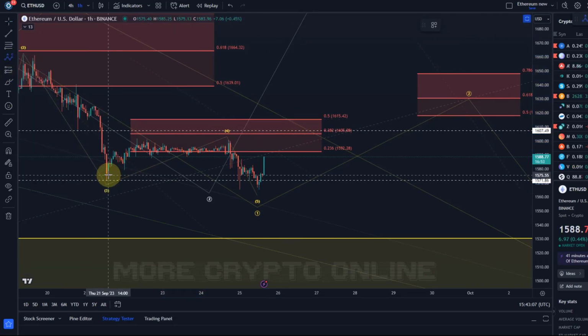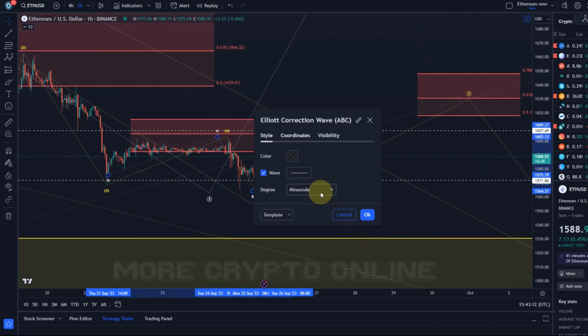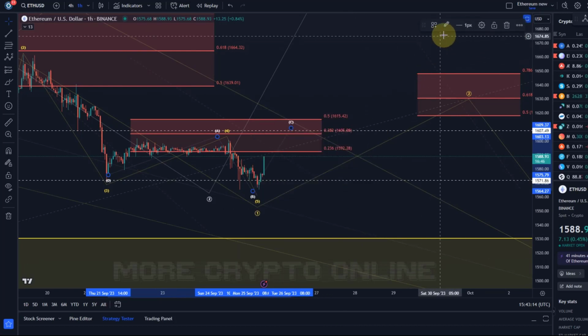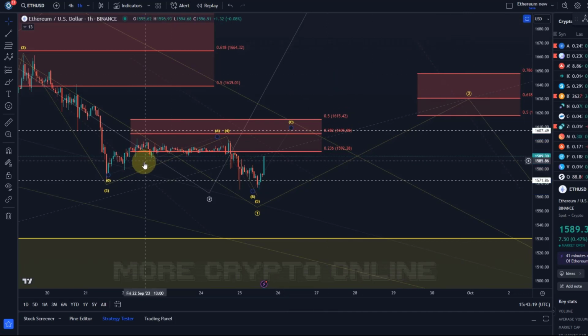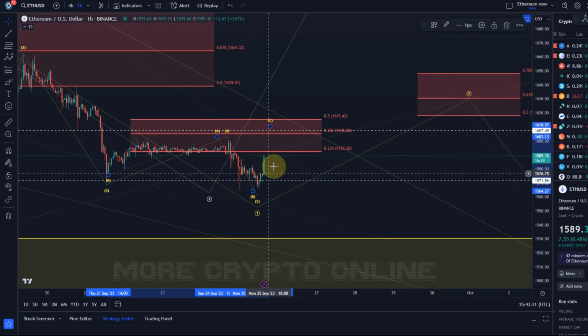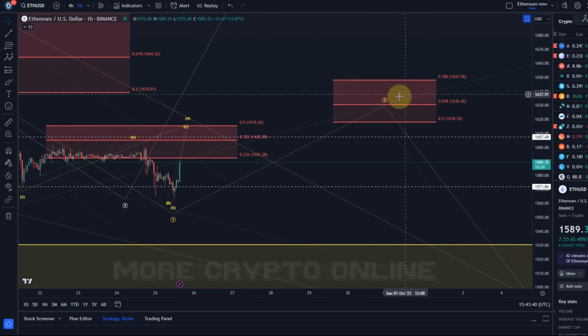This could play out in a so-called A, B, C flat structure, expanded flat, for example, where the price moved up in an A wave over the weekend, came down here in a B wave and is now moving up in a C wave. I mean, it looks impulsive. At least it looks impulsive. So it could be that C wave now off wave 4. But if we break above 1615, I would assume it's the wave 2 already.